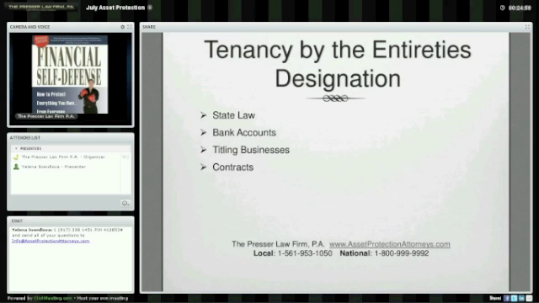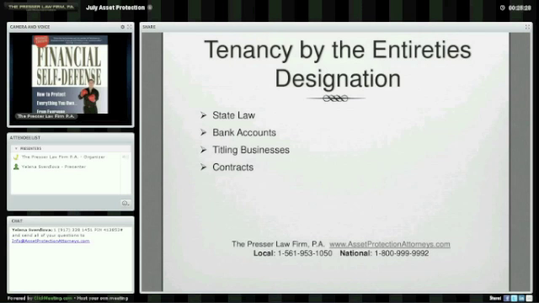Tenancy by the Entireties, great thing. Background information: it's only for a living, married husband and wife. So what do I mean by that? If there's a divorce, you can't do tenants by entirety. If there's a death, you can't do tenants by entirety. You have to be a living married couple. And tenants by entirety exists in about 25 different states or so. But again, Florida is one of the better states for tenants by entirety.